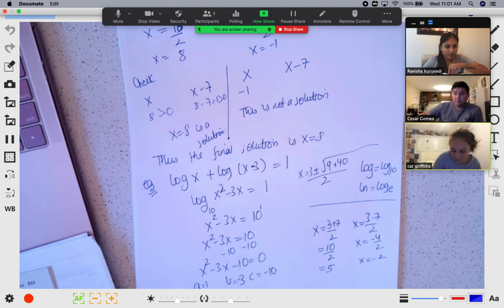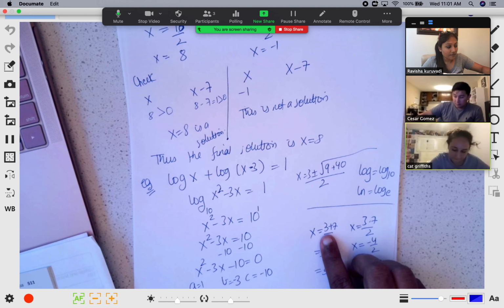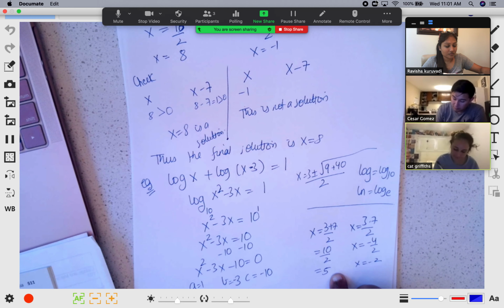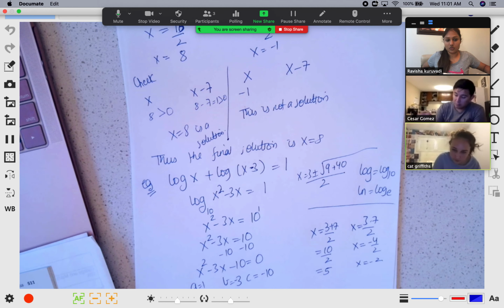What would you do from there? So you get 3 plus 7 over 2, right? What is 3 plus 7? 10 over 2, which is 5. And then 3 minus 7 is negative 4. Negative 4 over 2 is negative 2. But you are still not there. You have to check.